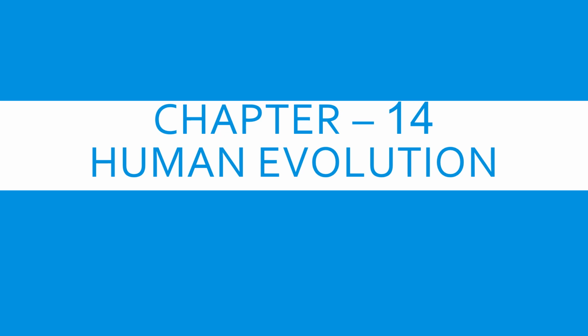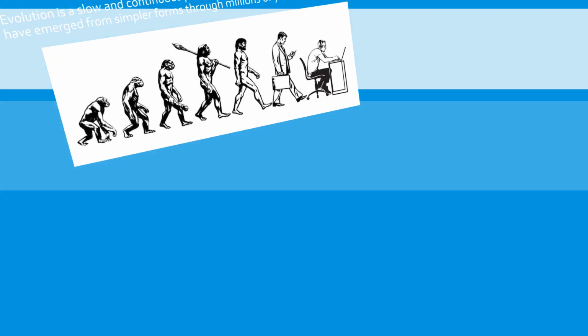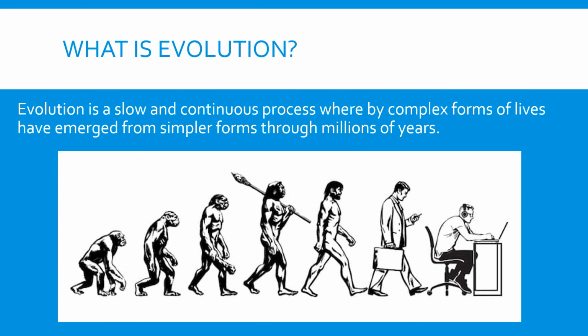The word evolution has been derived from the Latin word evolvere, which means to unroll or unfold. Evolution is a kind of gradual unfolding or formation of new organisms from the pre-existing primitive organisms through slow and steady changes. So what is evolution? We can define evolution as: evolution is a slow and continuous process whereby complex forms of life have emerged from simpler forms through millions of years.